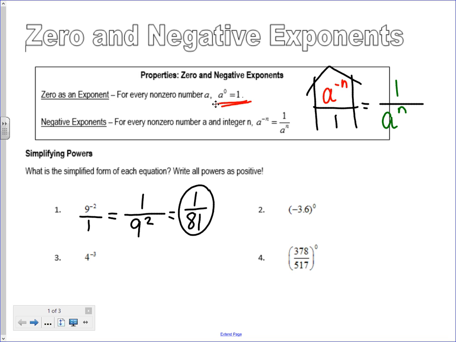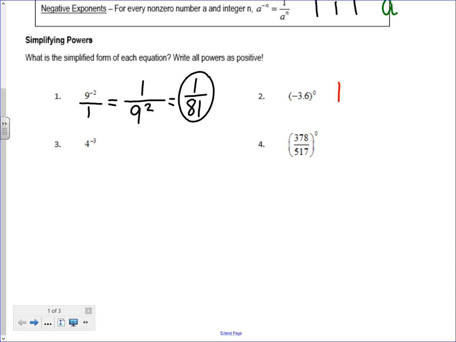All right, the next problem. I have negative 3.6 to the 0 power. Well, the rule is that anything to the 0 power equals 1. That's it. That's the whole problem. 4 to the negative 3 is very similar to the problem right up above. It's already over 1. It's in the numerator. So to make it happy and positive, that 4 has to move to the denominator with a positive exponent. The 1 replaces it. Then I'm going to simplify 4 to the third, which is 64. So 1 over 64 is your final answer.